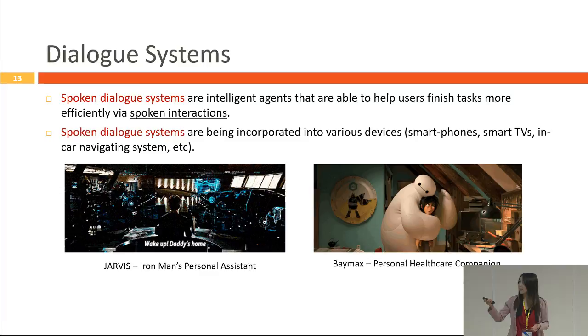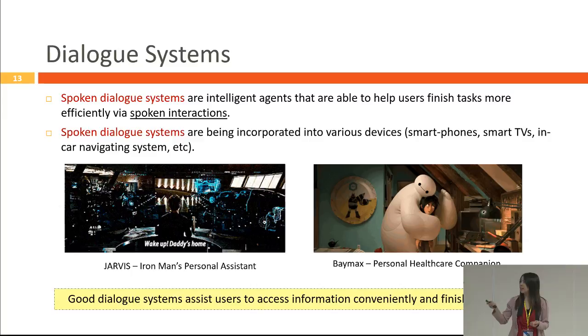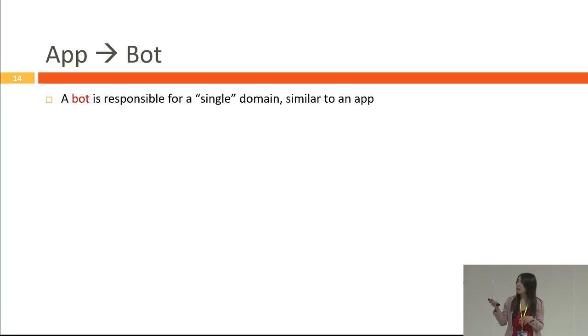Based on these two examples, we know that if we have a good dialogue system, we can access information or finish tasks more efficiently. Let's think about an app. We can change it into a bot.